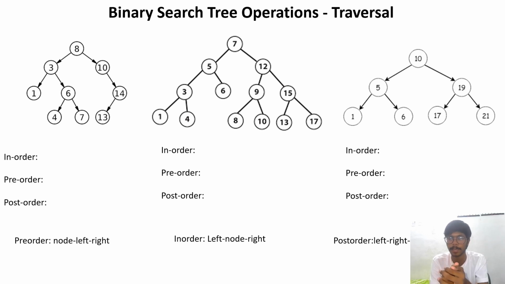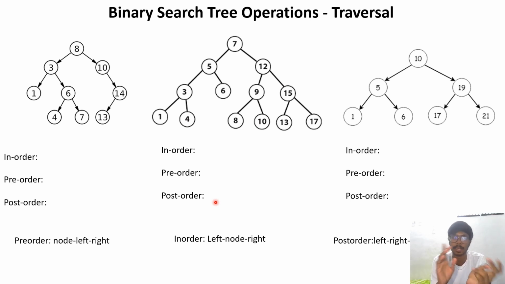It is of pre-order, in-order, and post-order, right? Traversal is nothing but accessing every element. But in these three kinds, we are accessing the elements in different ways. Pre-order means first we access the node value, then the left, then the right subtree. In-order, we first access the left one, then the node value, then the right subtree. In post-order, we access first the left subtree, then the right subtree, then the node value. It is quite confusing, right?